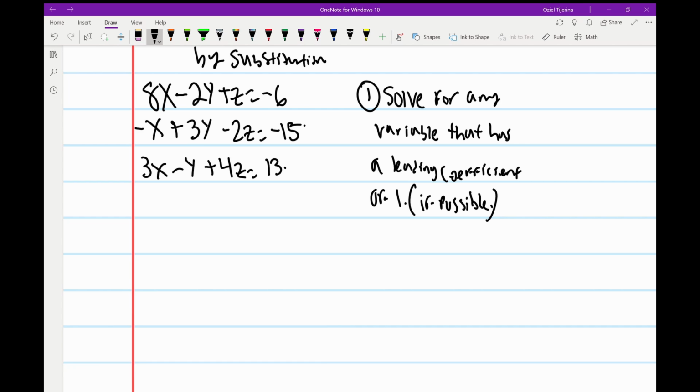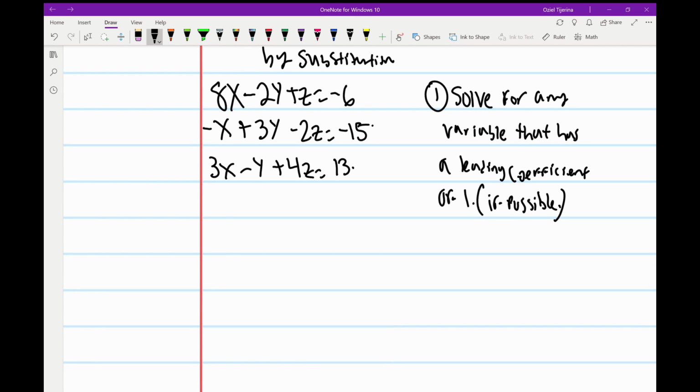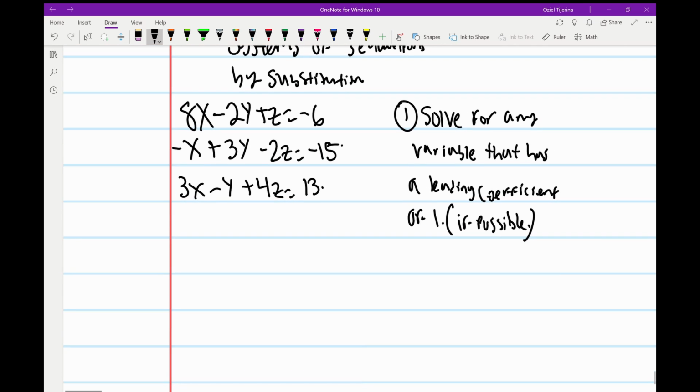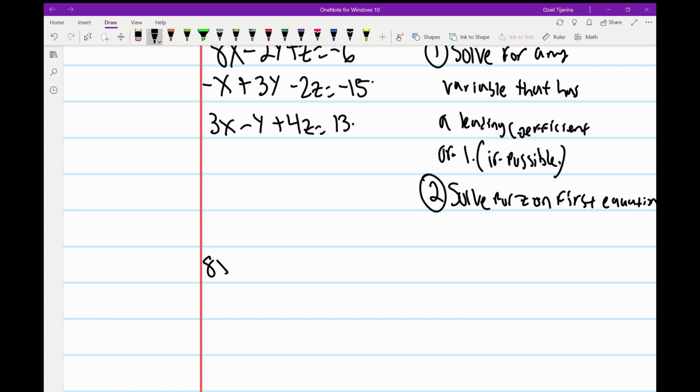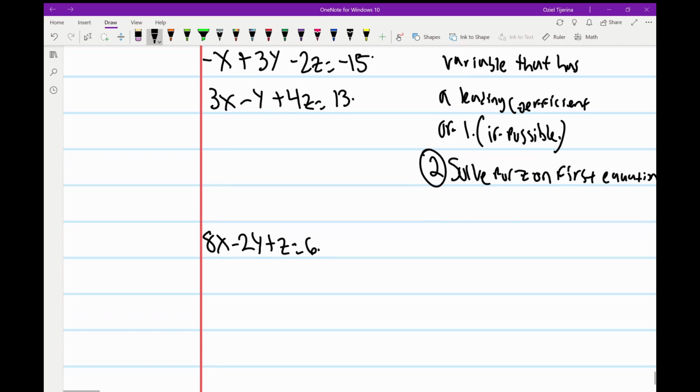So here we have a few. We have z, negative x, and a negative y right here. What I like to do is I like to just go on the first one and solve for whatever variable is only 1. So here we're going to solve for z on the first equation. Okay, so we have 8x minus 2y plus z equals negative 6, my bad.